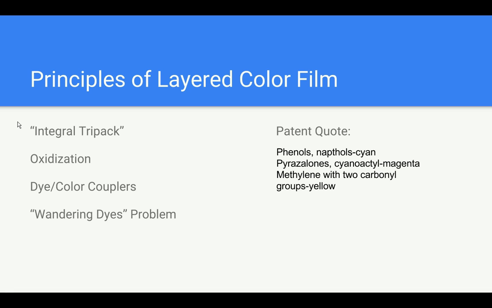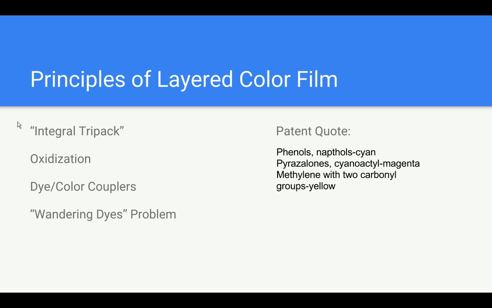These 3 separate layers would be a red sensitive layer, which would in development create a cyan dye, a blue sensitive layer, which would in development create a yellow dye, and a green sensitive layer, which would in development create a magenta dye.